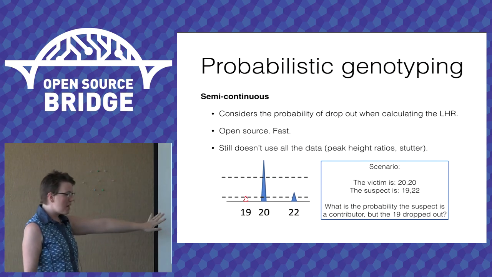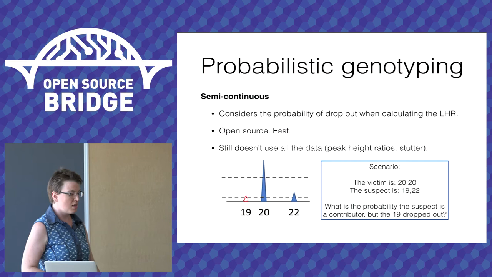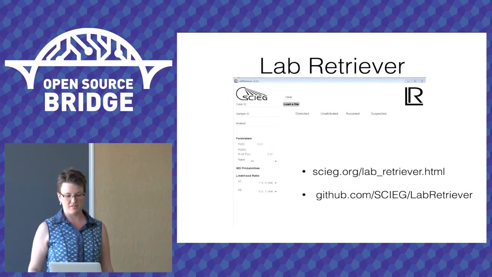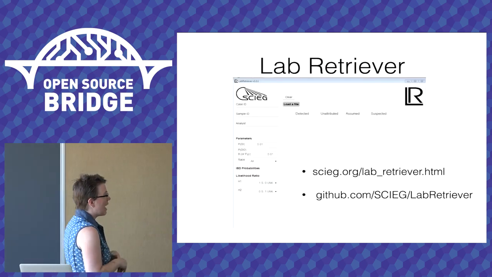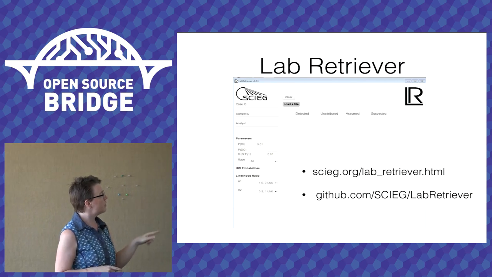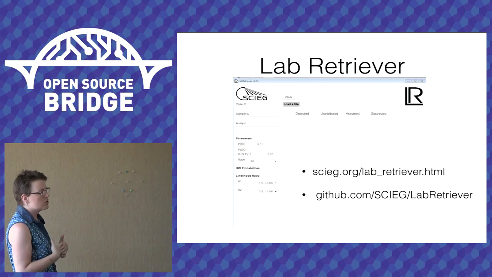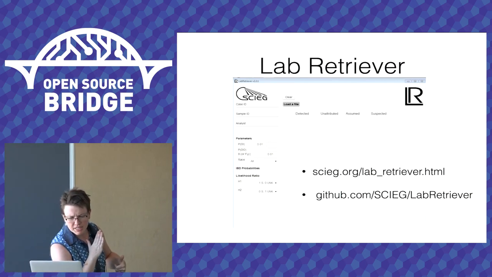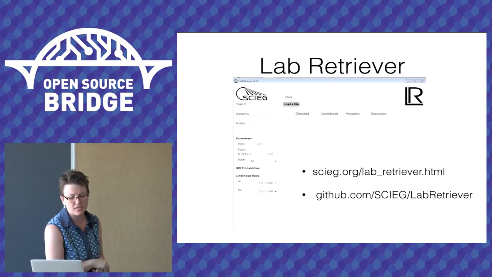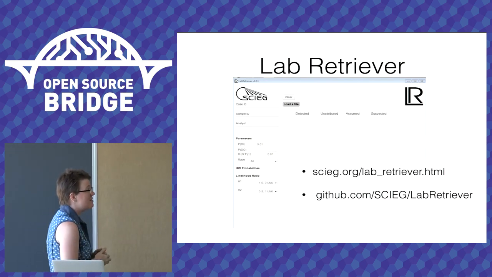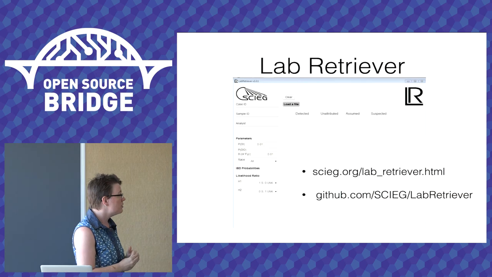It's not the best mathematical model, but it's better. Even better, it's open source. This is LabRetriever. LabRetriever is written by some professors at UC Berkeley, UCLA, and California State University. It's the best of the semi-continuous models available.